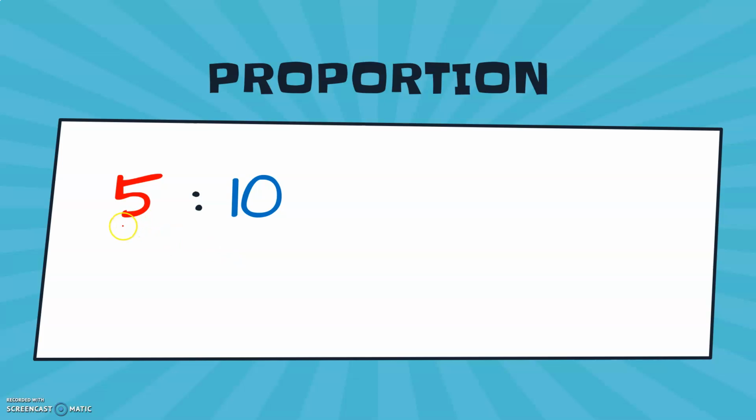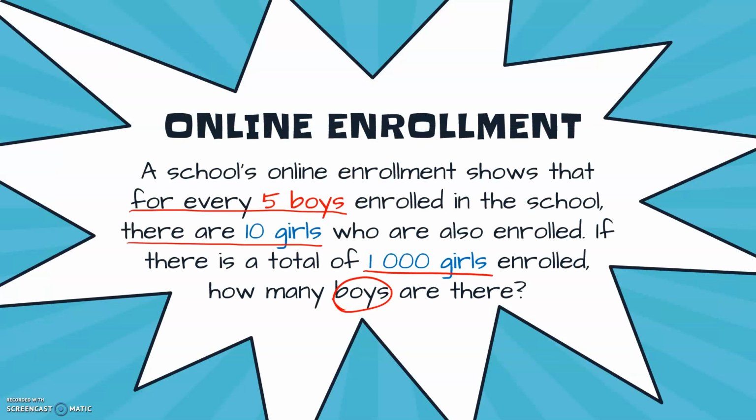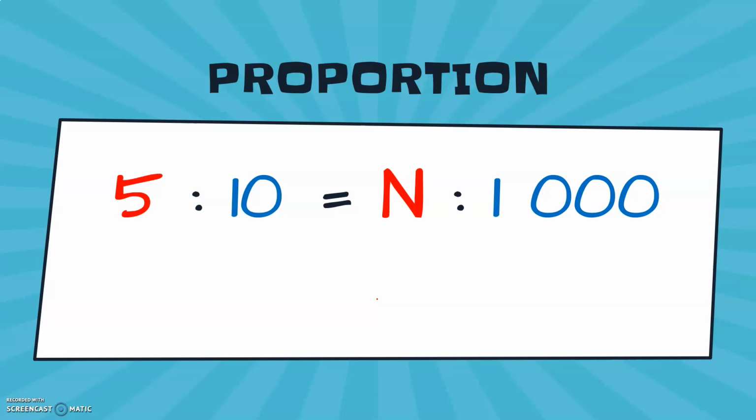And this ratio here should be equal to the other ratio which we can get from the problem. And what ratio is that? That will be the ratio of boys to girls as well. But this time, there are 1,000 girls and the number of boys is unknown. So if we will write it in ratio, that will be equal to n is to 1,000. Again, since the number of boys is unknown, we will use n to represent the value of the boys. So for our second ratio, we will have n is to 1,000. And our proportion now is 5:10 equals n:1,000.